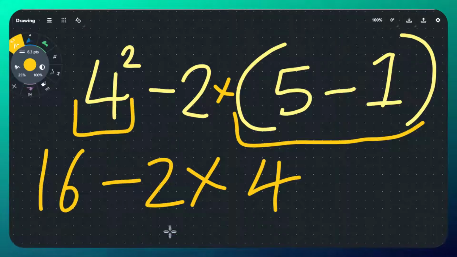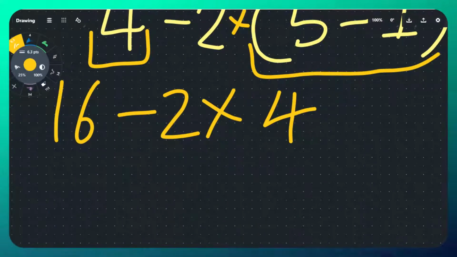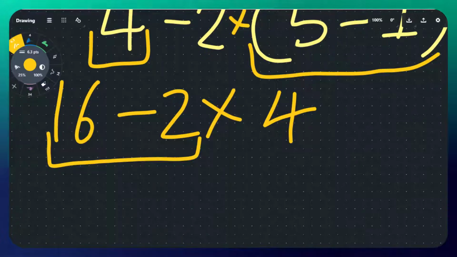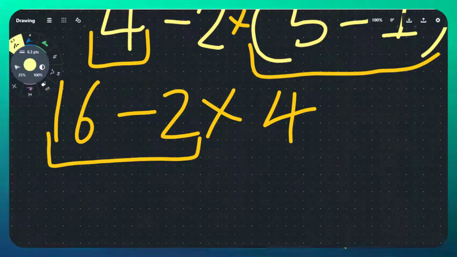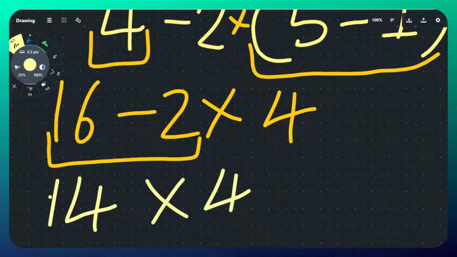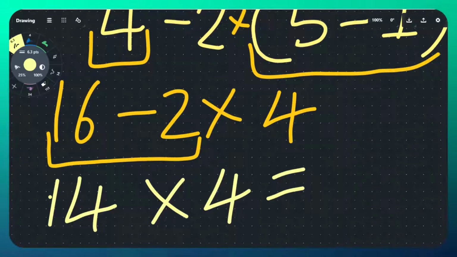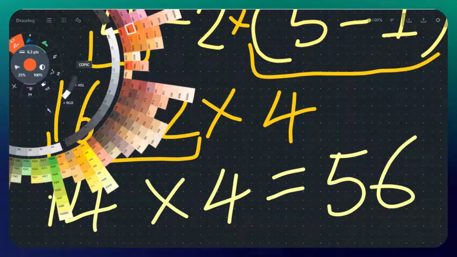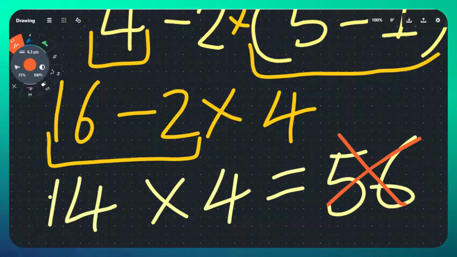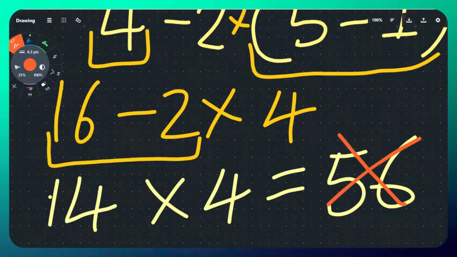And then because they've been taught to walk from left to right, they say 16 minus 2, and that gives us 14, times 4. 14 times 4 gives us 56. But this is very wrong because they did not follow the order of operations.